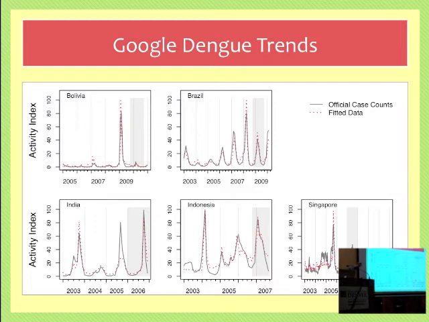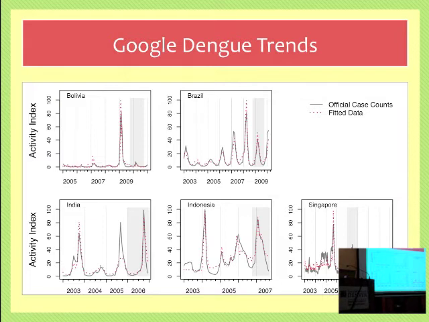So we worked with Google and we got data from Bolivia, Brazil, India, Indonesia, and Singapore, and correlated that with search queries in all of those countries, and figured out that, not shocking, when people are searching for things like mosquito control, or mosquitoes, or bug repellent, or dengue, or fever, things related to dengue type of symptoms, that correlates very well with the amount of dengue that's going on in any specific area at any given time.